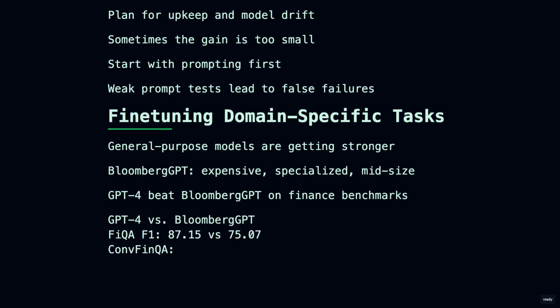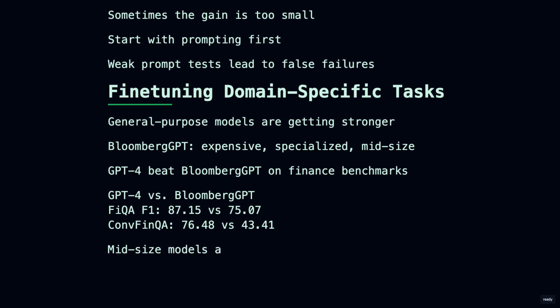This table makes the point concrete. GPT-4 scores higher on both sentiment analysis and financial question answering. So the best domain model is not automatically the one trained only on domain data. More recently, several mid-sized models have reached near GPT-4 level performance, and some are open weight. That matters because self-hosting becomes possible, which is often important for privacy, control, and deployment constraints.